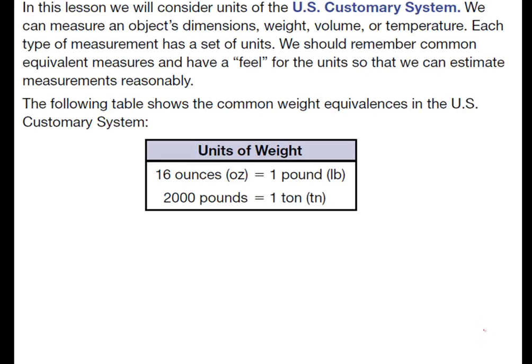In this lesson, we'll consider units of measure in the United States. We can measure an object by its dimension, its weight, or its volume, or we can measure by temperature. Each type of measurement has a set of units. We should remember common equivalent measures and have a feel for the units so that we can estimate measurements reasonably. The following table shows the common equivalents for weight in the United States. 16 ounces equals 1 pound and 2,000 pounds equals a ton.